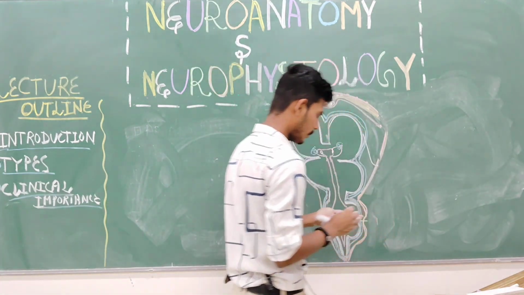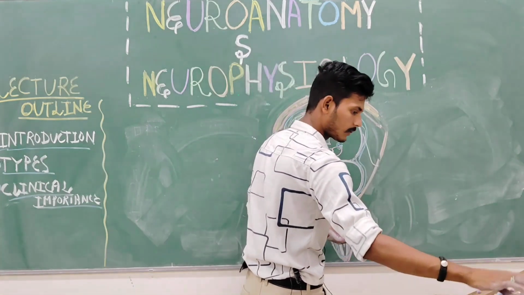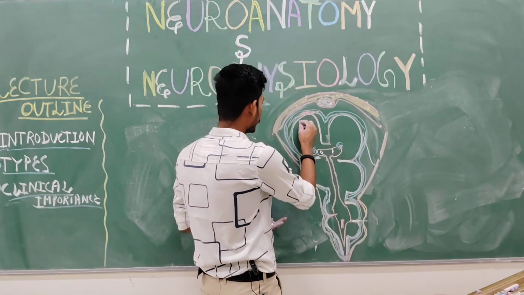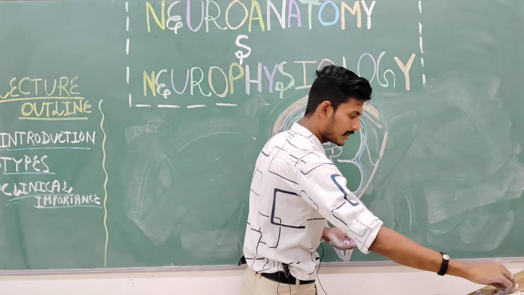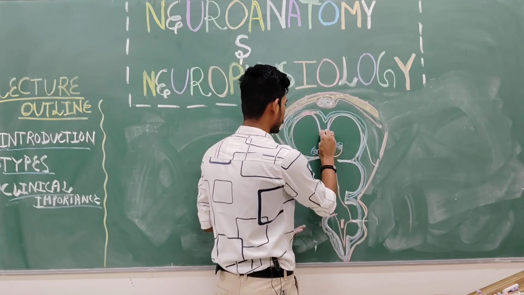Understanding? No problem. Now let's make our diagram clear. Now we are discussing the last layer, that's your pia mater, which is shown by this purple color. I'm just enlarging it.